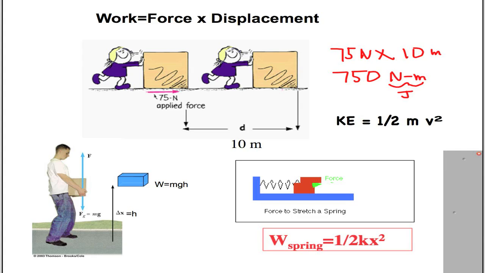Since the force isn't constant, this is a little harder, but it turns out that the work done is equal to 1/2 kx squared, where k is the spring constant, the measure of how stiff the spring is, and x is, in fact, displacement, the distance that we actually move the object.